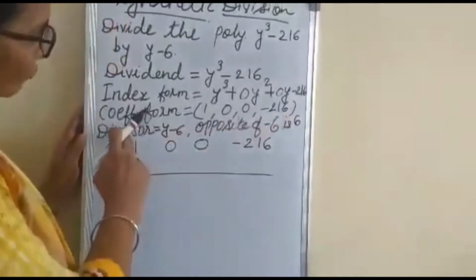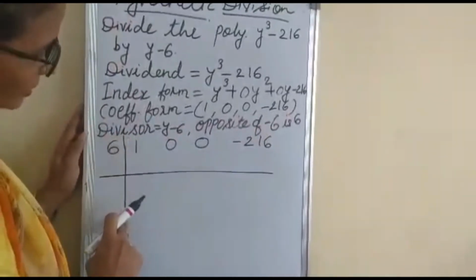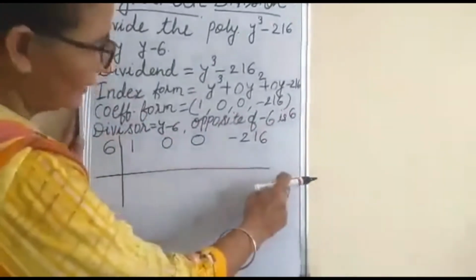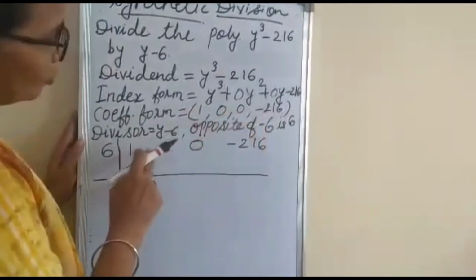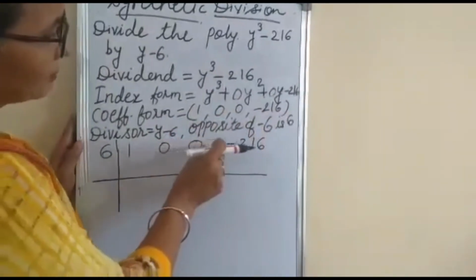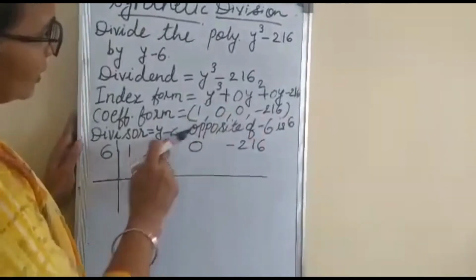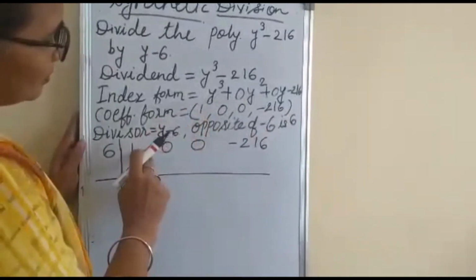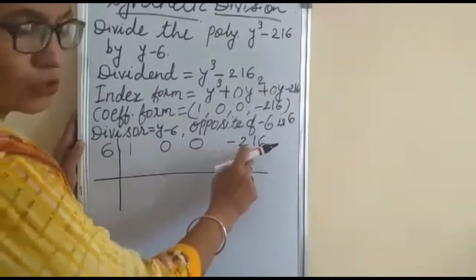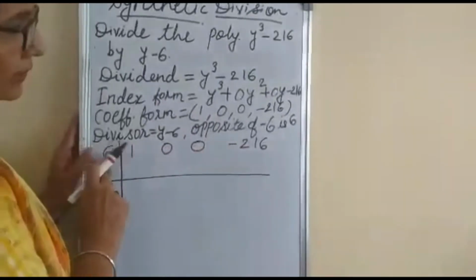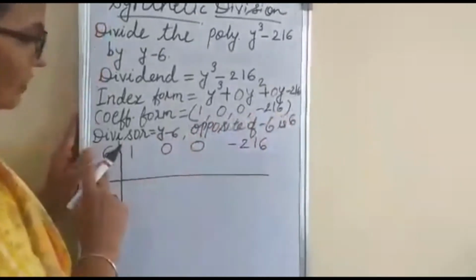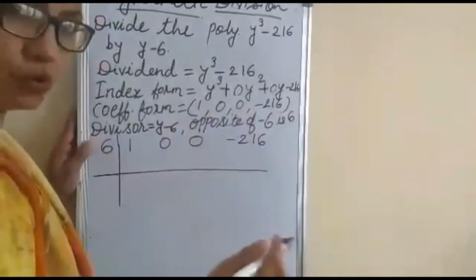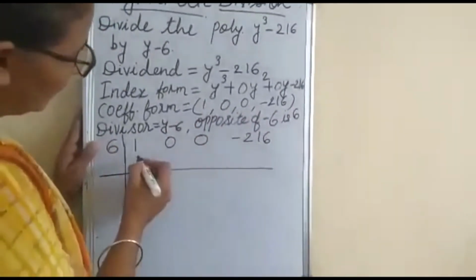Okay. So here y minus 6 is given, so the opposite of minus 6 is 6. You have to draw one vertical line in this way and one horizontal line, and whatever coefficients are there, you have to write them keeping a little gap between two coefficients. So here 1, keep some gap, then 0, 0, minus 216. On this side you have to write the opposite of minus 6, which is 6. So we have written 6. Now see how to start this method.